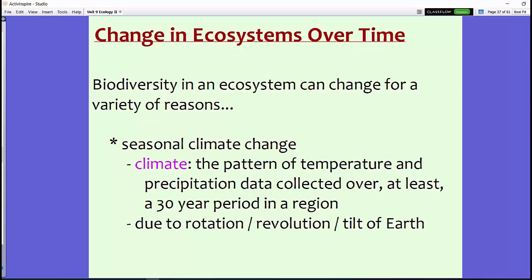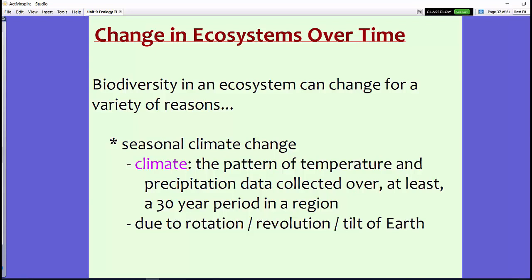So not just communities can change over time, but ecosystems can as well. So remember, back to the previous video, we took a look back at those terms, community, ecosystem, and biosphere. Do understand that the ecosystem itself is another level of organization, so it's much broader. So biodiversity in an ecosystem can change for other reasons, such as seasonal climate change. So the climate is the pattern of temperature and precipitation data that's collected over a 30-year period. It's not your weather, so we look outside and we see, oh, it might be raining, or oh, today's really hot.